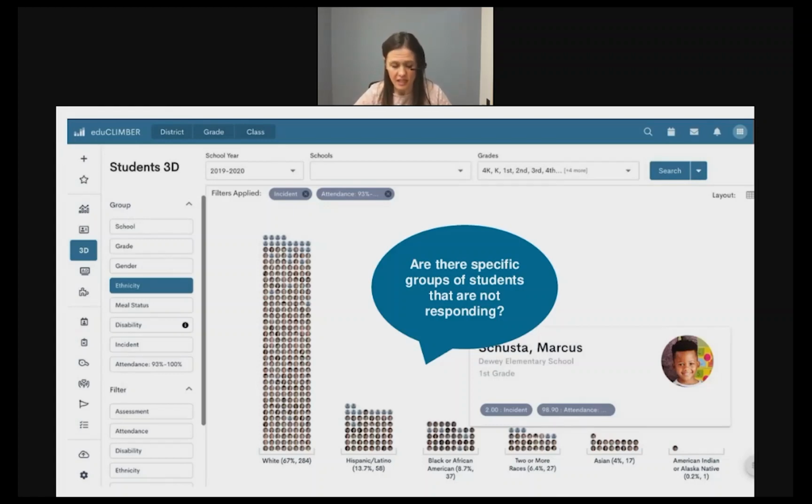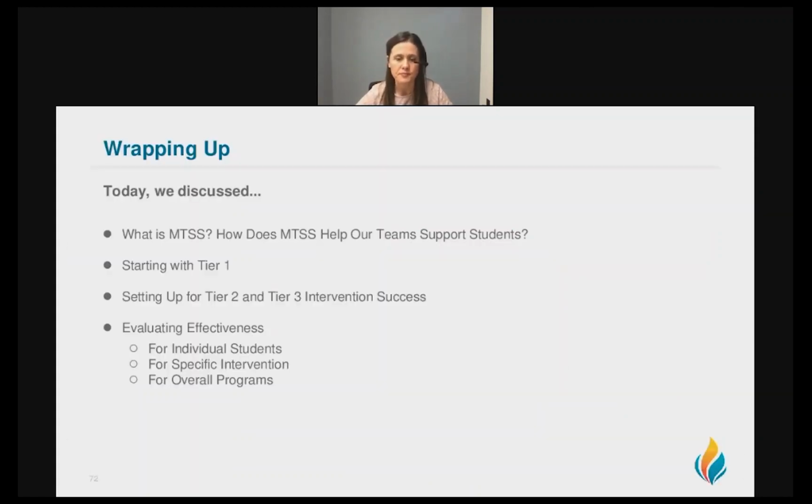And then also taking that kind of like equity look and making sure that our practices are in fact equitable across different types of needs. Are there specific groups of students who are not responding? That leads to more questions, but it's really important we ask those questions.